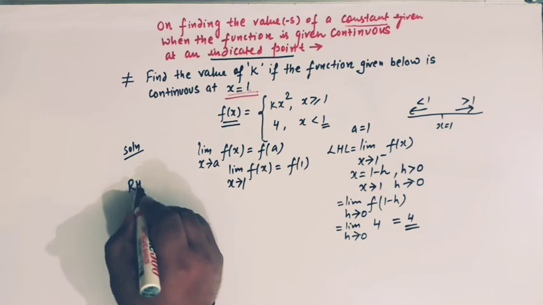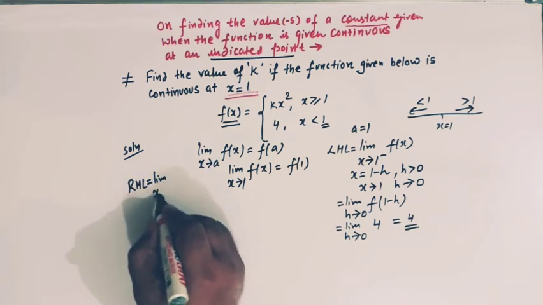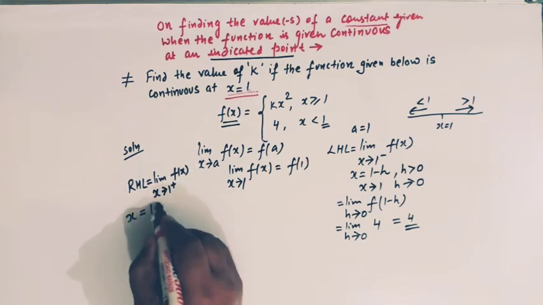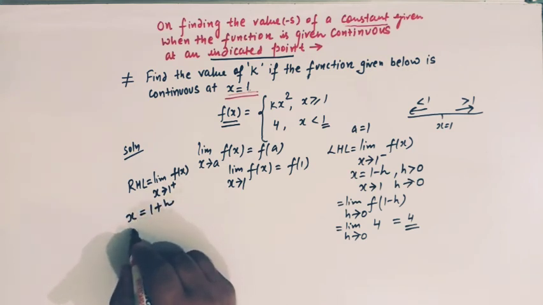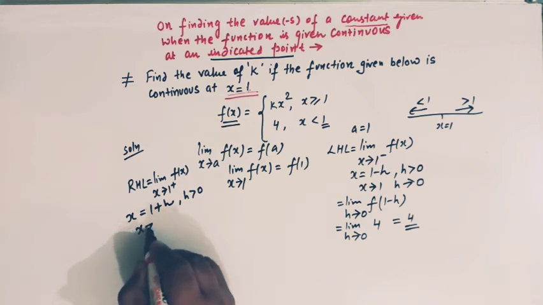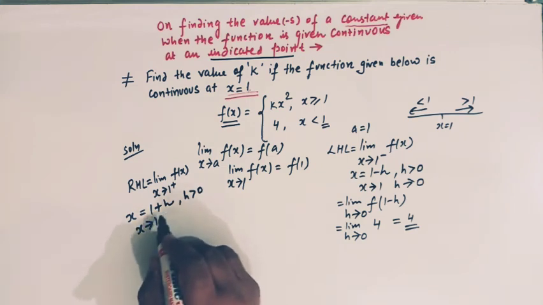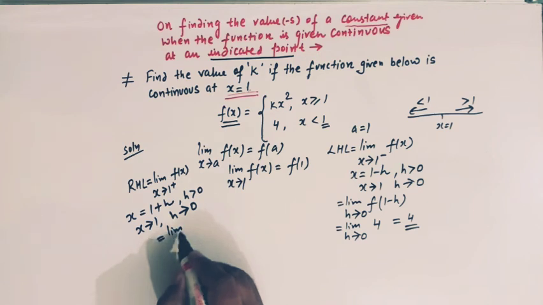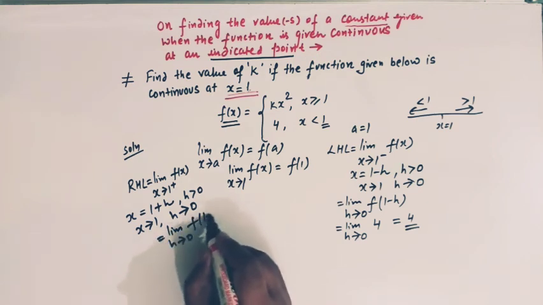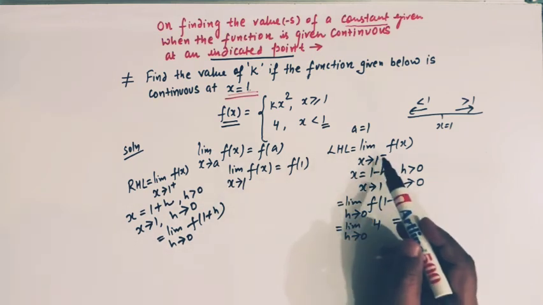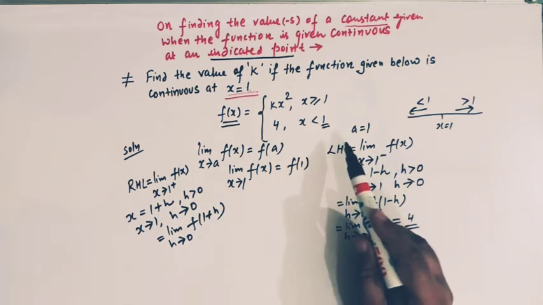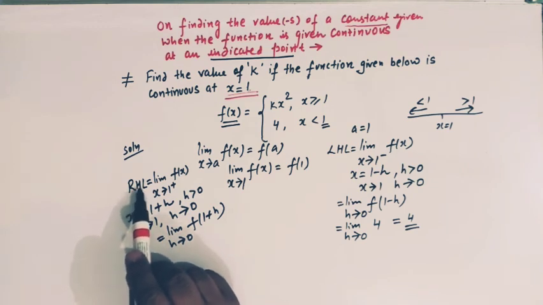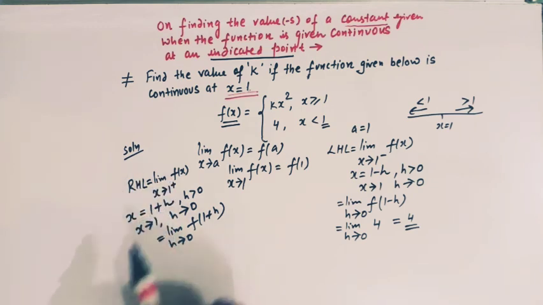Now for right hand limit, what we will do, we'll have limit x tends to 1 plus f of x, and we'll put x equal to 1 plus h, and when x tends to 1, h tends to 0, right? So the right hand limit becomes limit h tends to 0, and we have here f of 1 plus h. So it means when we have to find the left hand limit at x equal to 1, we'll put x equal to 1 minus h, and when we have to find the right hand limit, we'll put x equal to 1 plus h.